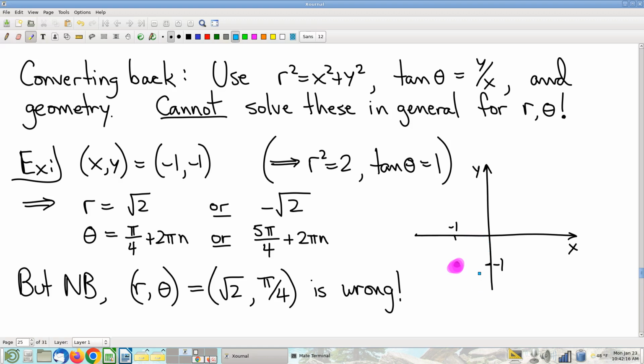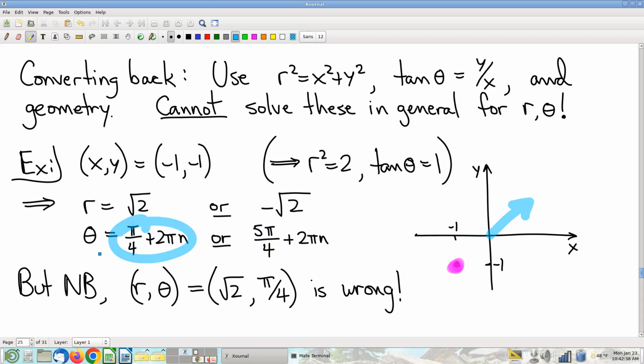And one thing you can do, of course, is think about that angle, 5 pi over 4, and then go a positive amount in that direction. So you could say root 2 comma 5 pi over 4. Perfectly fine. Right? Or, if you want, you could say that direction.